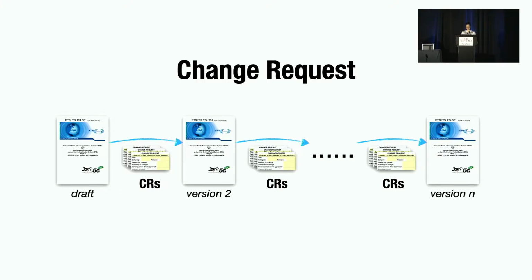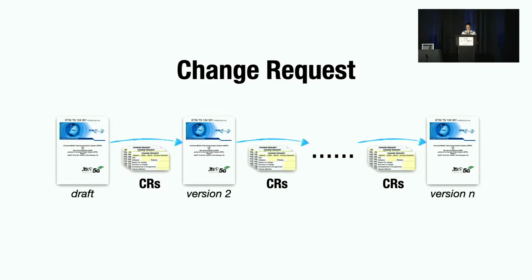A change request specifies the reason for change, the details of how to change, the consequence if 3GPP does not approve it, and more. In other words, change requests record all the problems the 3GPP specification has suffered, including the security weakness we were investigating.